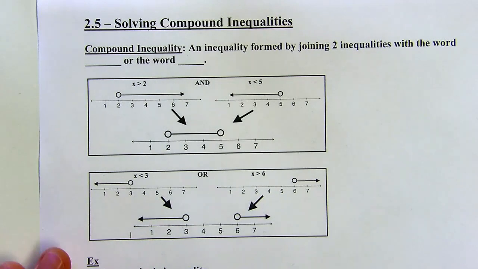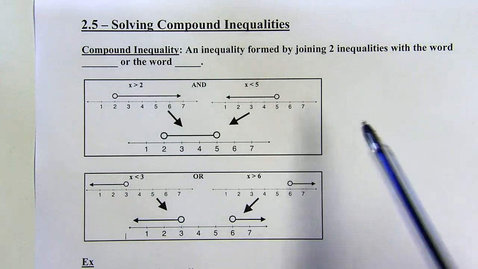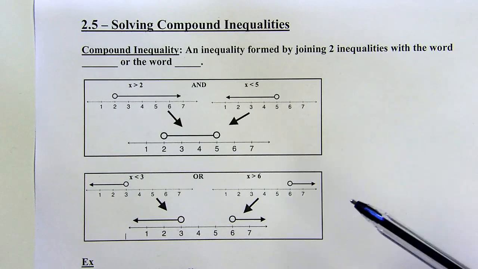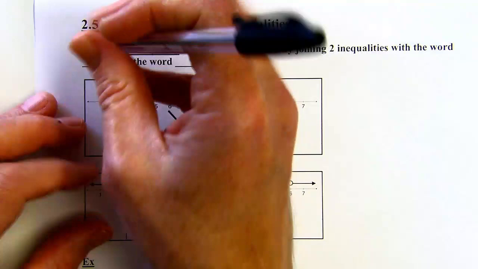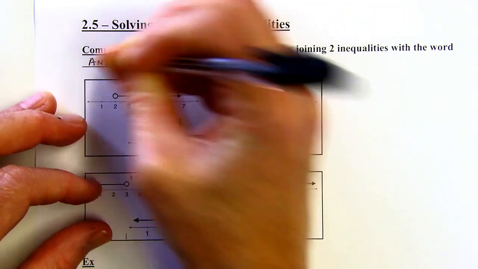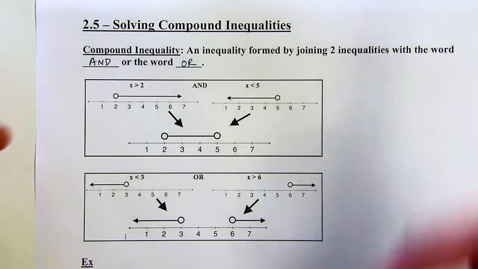Okay, 2.5 is called solving compound inequalities. So a compound inequality is when we have two inequalities that we're going to join together, and you have to use the word "and" or the word "or." So we've got two basic brands and they're illustrated here.